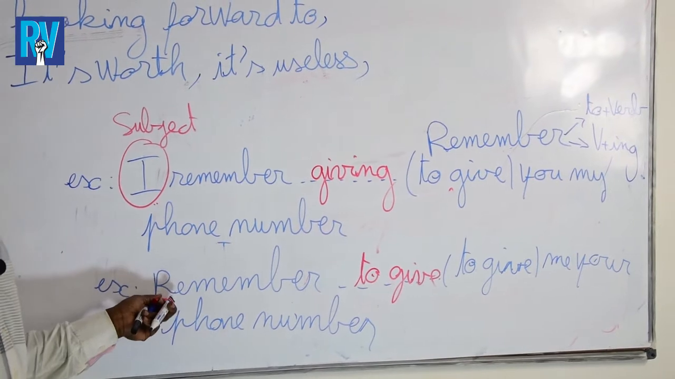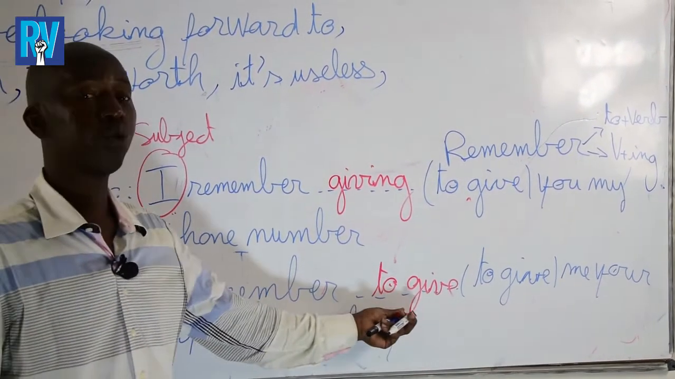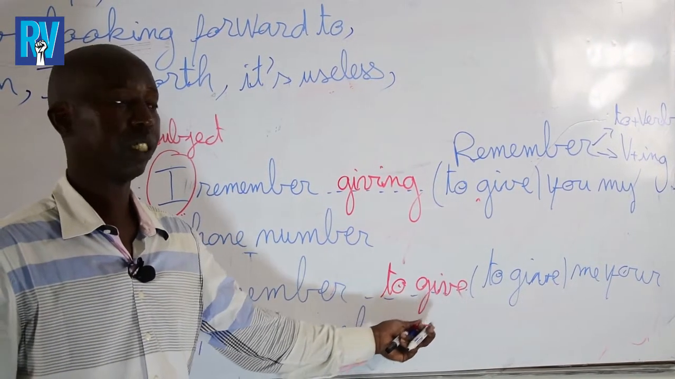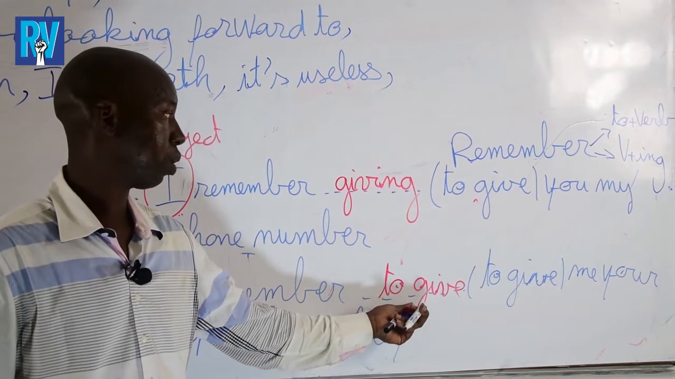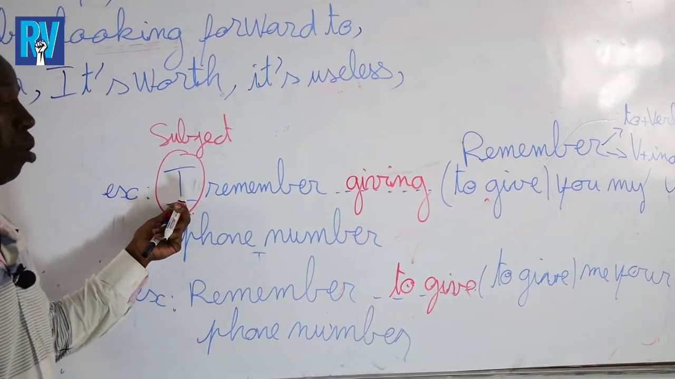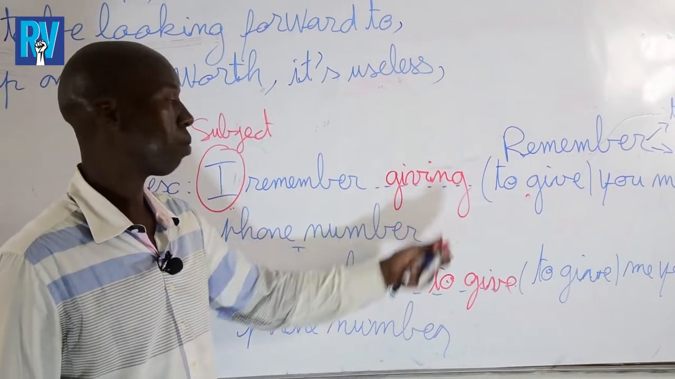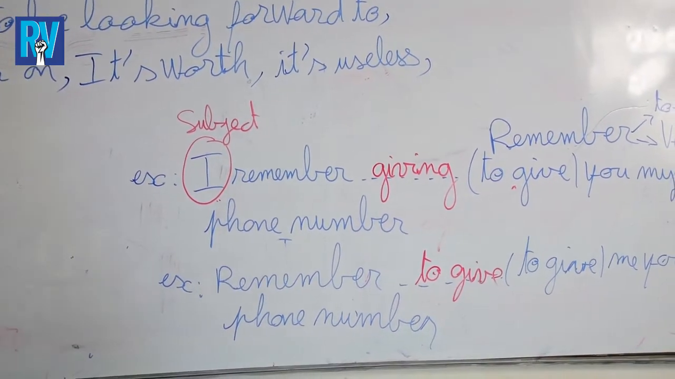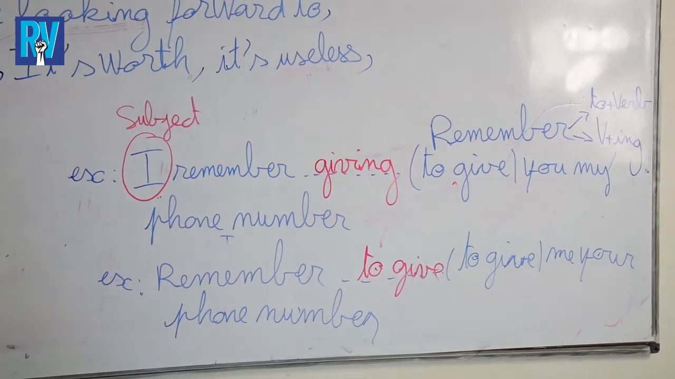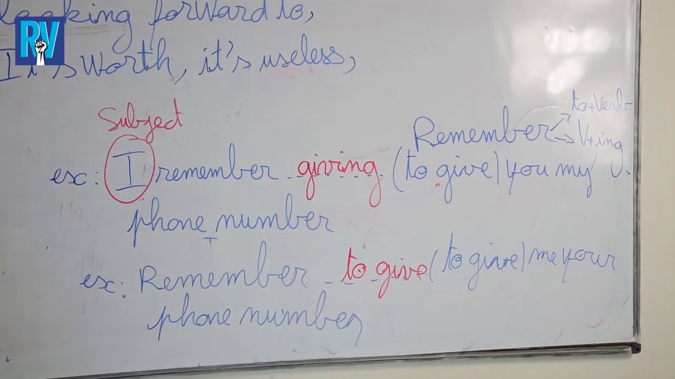Parce qu'il n'y a pas de sujet. Quand il n'y a pas de sujet, c'est to plus le verbe. Infinitif avec un to. Mais quand remember a un sujet, on a la forme ing. Ok? There is another verb. Il y a un autre verbe aussi, dans ce même cas de figure.